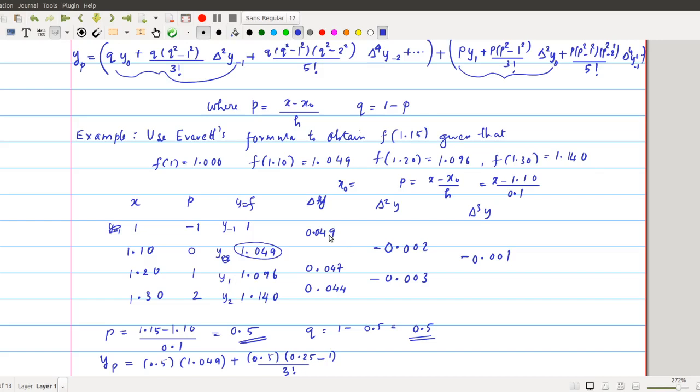So this will be a delta y minus 1, and this is going to be the delta square y minus 1. So we write it as this times minus 0.002. Okay, so these are the first two terms of the first bracket, and next we choose the first two terms of the next bracket. So that will be this plus we have p times y1.